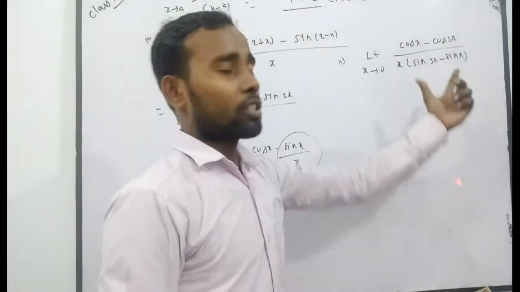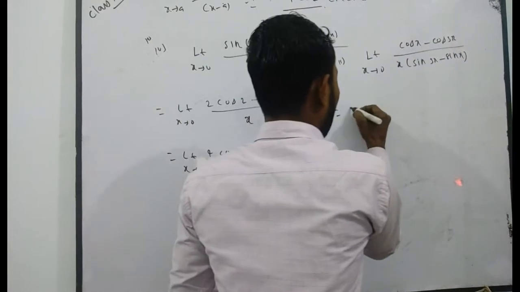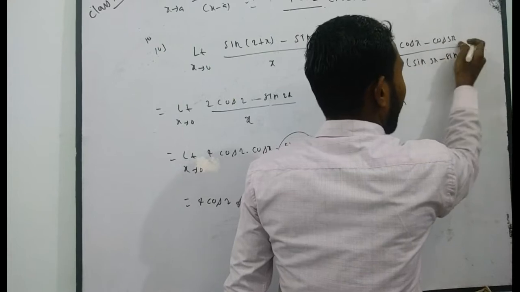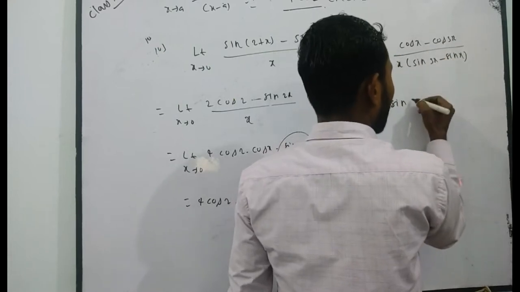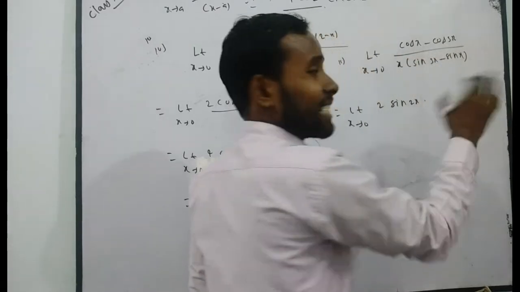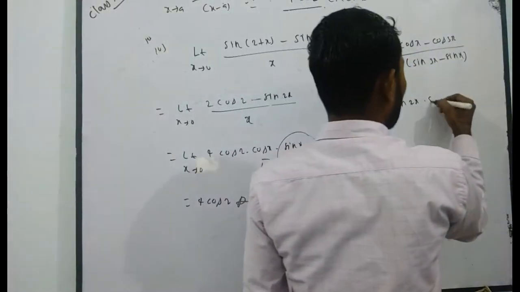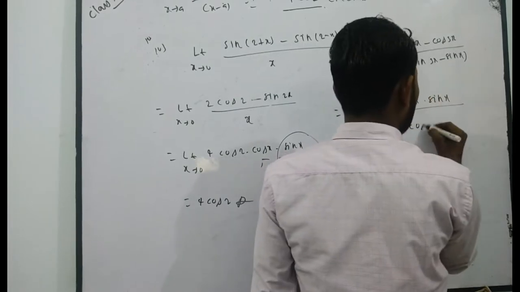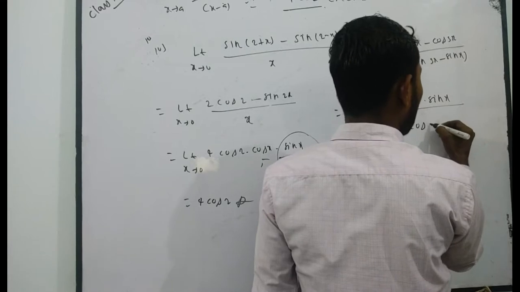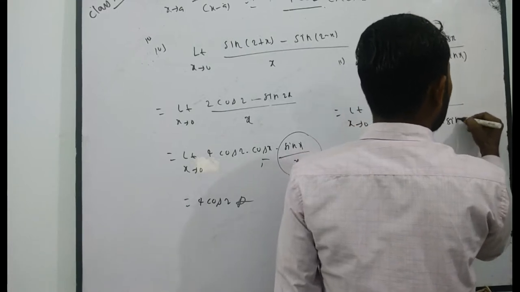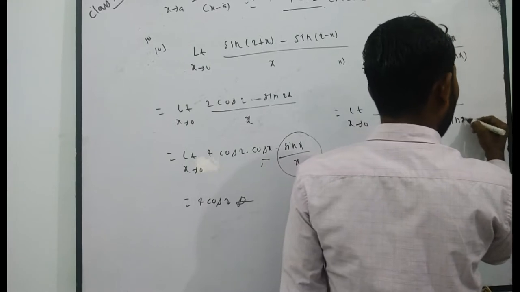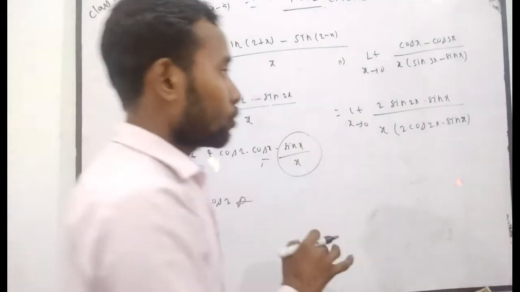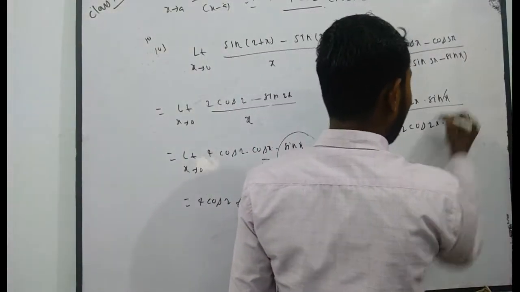As you know, cos c minus cos d is equal to what? Minus 2 sin of (c plus d) by 2, that means x plus 3x, 4x by 2, that means 2x, into sin of (d minus c) by 2, that means 3x minus x, 2x by 2, that means you can write sin x. In the denominator, sin c minus sin d is equal to what? 2 cos of (c plus d) by 2, that means 3x plus x by 2, that means 2x, into sin of (c minus d) by 2, that means 3x minus x by 2, that means simply x. So sin x and sin x cancel.